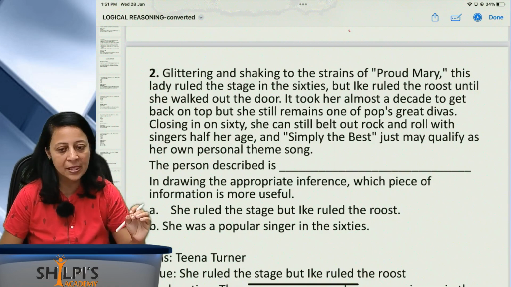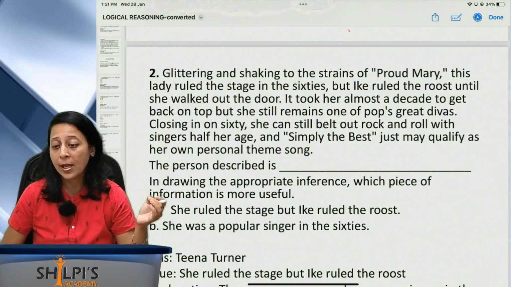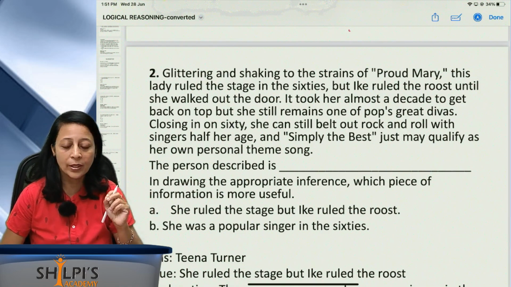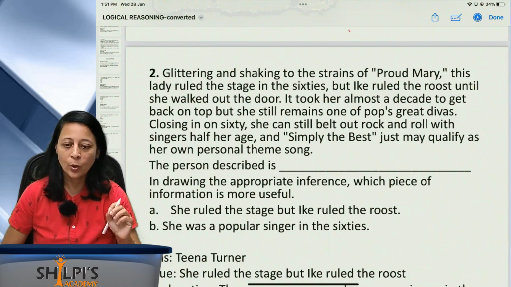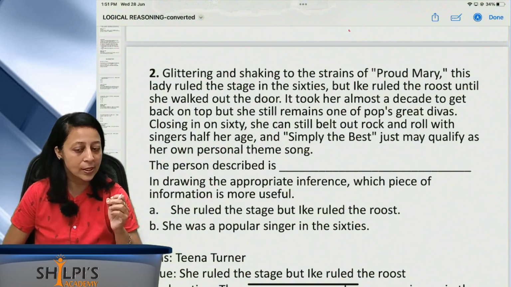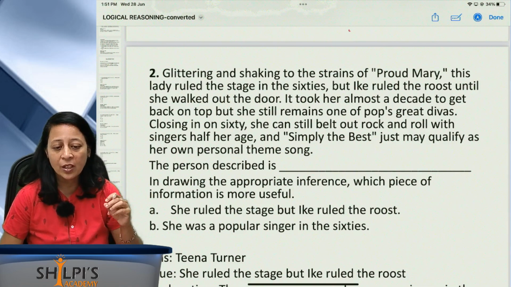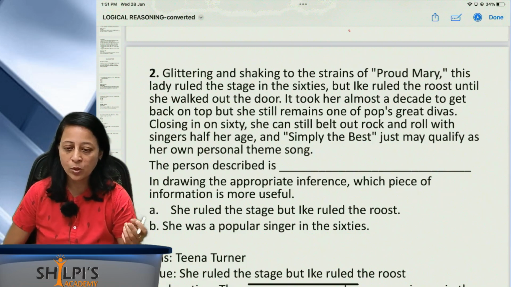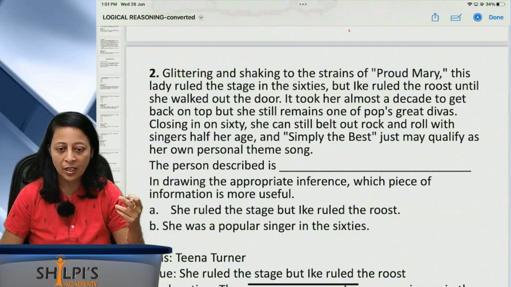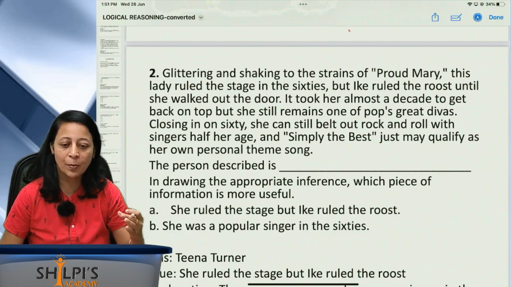So who is the person described here? As already told, it has got something to do with real everyday life, so you have to figure out who that person is. In drawing the appropriate inference, which piece of information is most useful? She ruled the stage, but Ike ruled the roost, or she was a popular singer in the 60s.